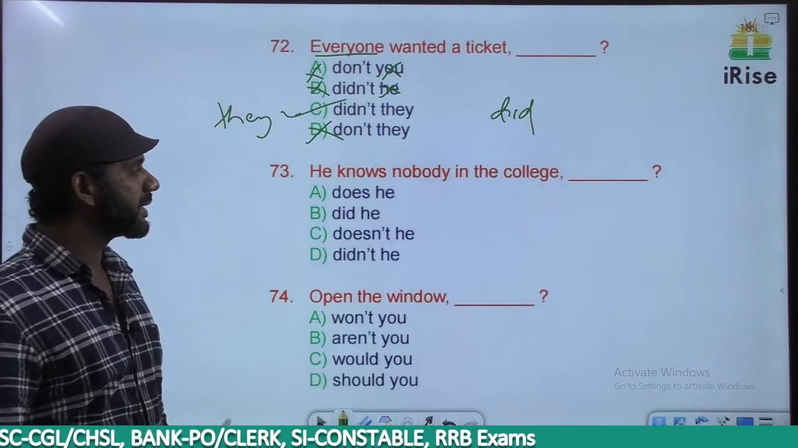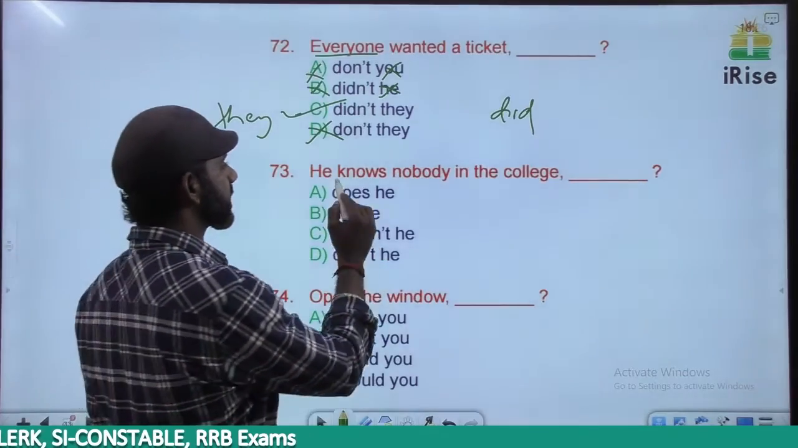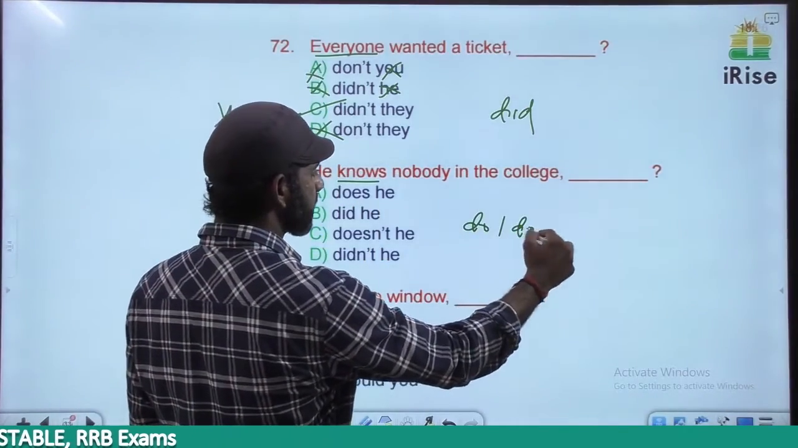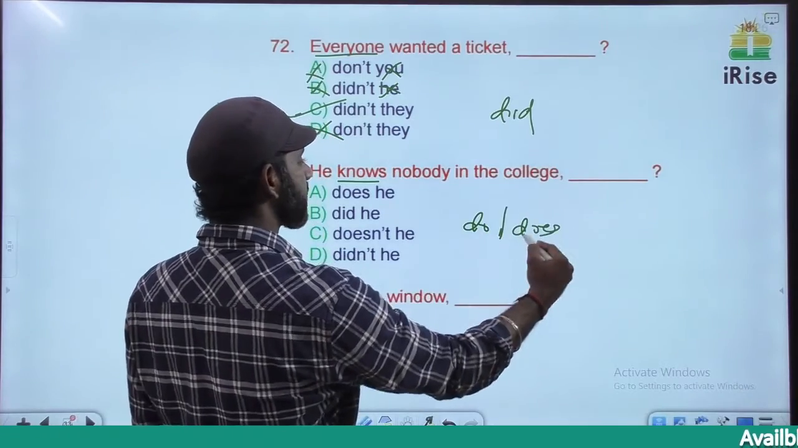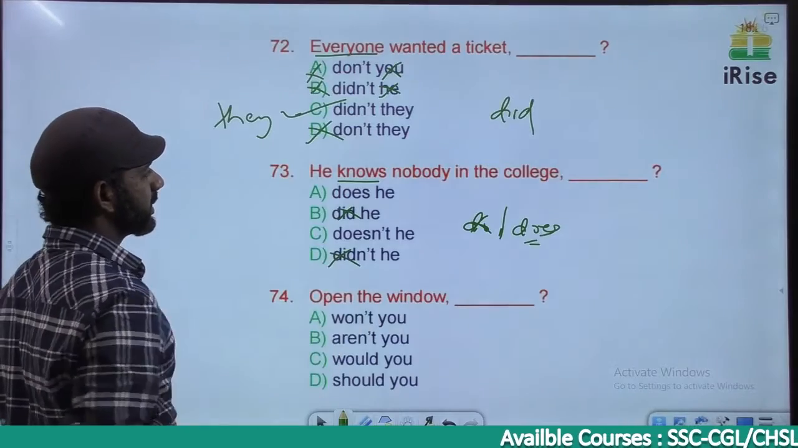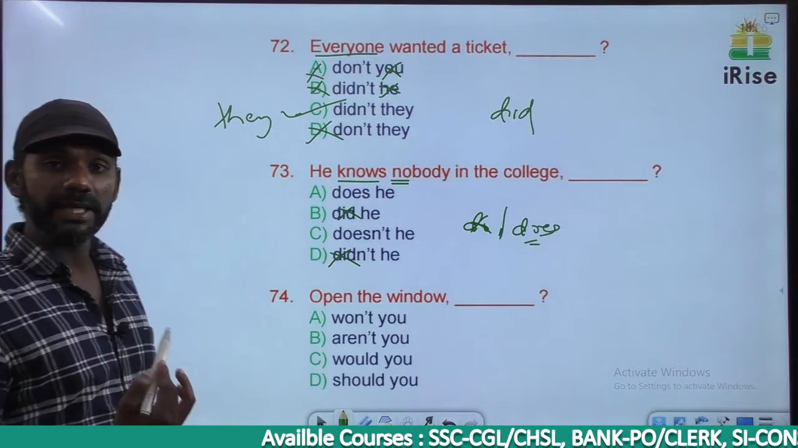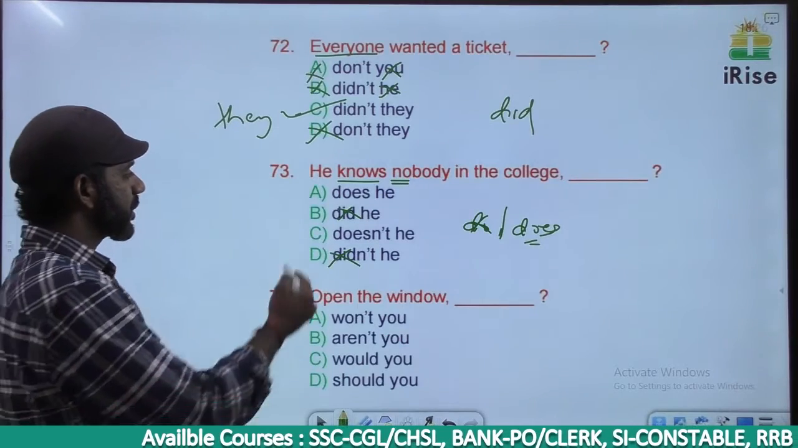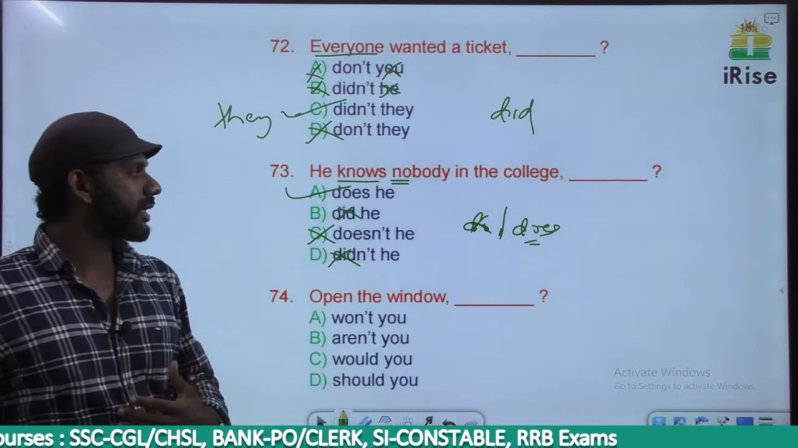He knows nobody in the college. Simple present tense, so do or does. In this case, does, because the subject here is he, singular. So B is gone, D is gone. We have an N word in the sentence, so there should not be any N word in the tag. Based on that, C is gone, the answer must be A. He knows nobody in the college, does he?